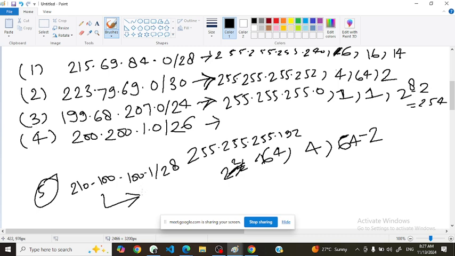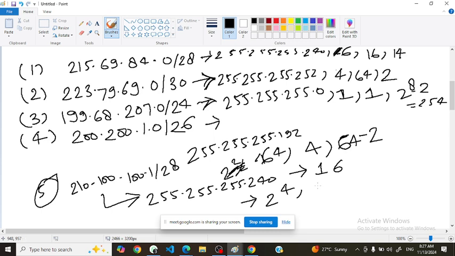Okay. The subnet mask will be 255.255.255.240, and block size will be 16, and number of networks will be 2 to the power 4, and valid hosts is 2 to the power 4 minus 2. What will be the value? I think 14.